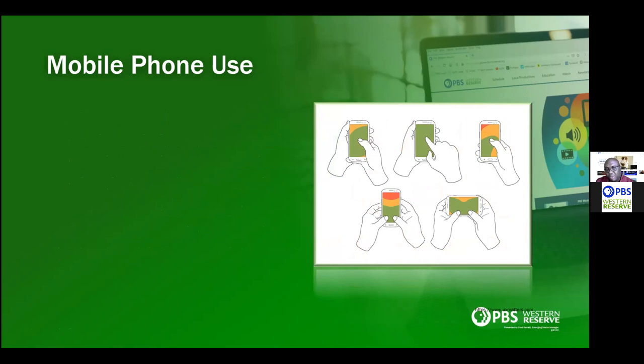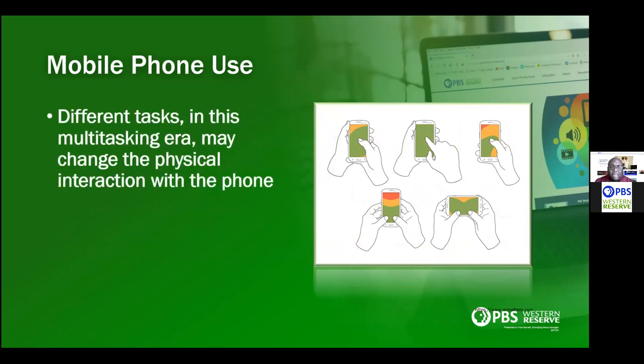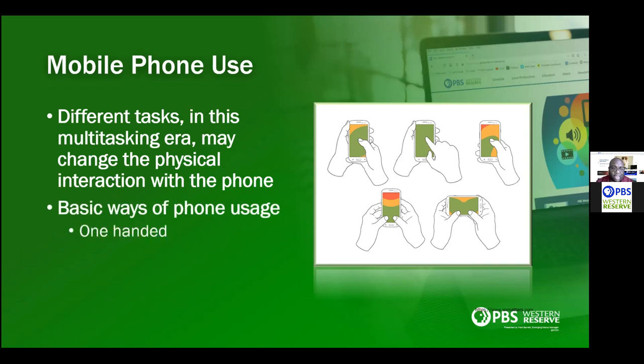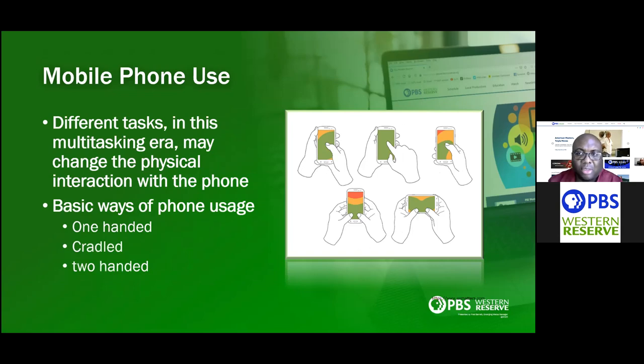Here's another pictorial of how people use their phones. There are also different tasks, and this multitasking may change the physical interaction with the phone. You might turn it horizontally to watch a video. You might turn it horizontally to send an email. You might use two thumbs to zoom in on a picture. You might tap some links. Take a look at the five images here and garner how you use your mobile phone. Actually look at how other people engage with it. You have to remember, when you're writing for the web, how people use their phones. Basic ways of phone usage: one-handed, cradled, two-handed.